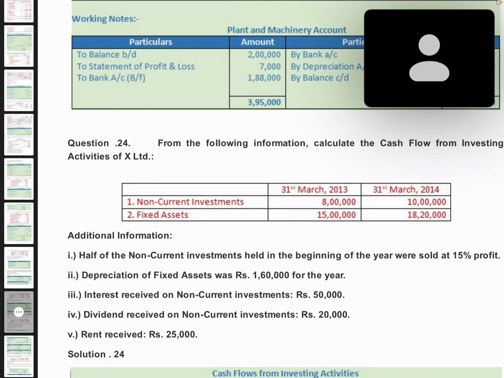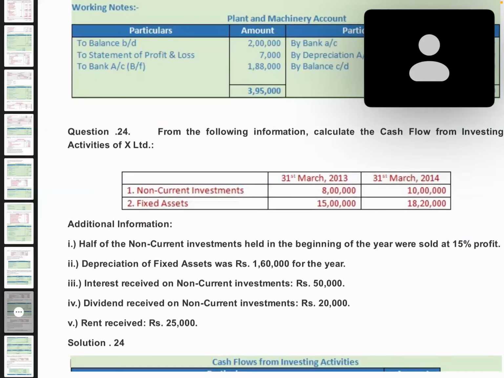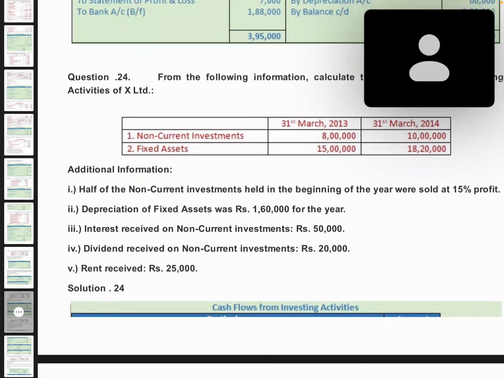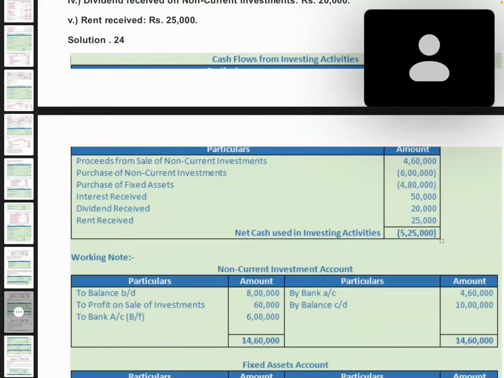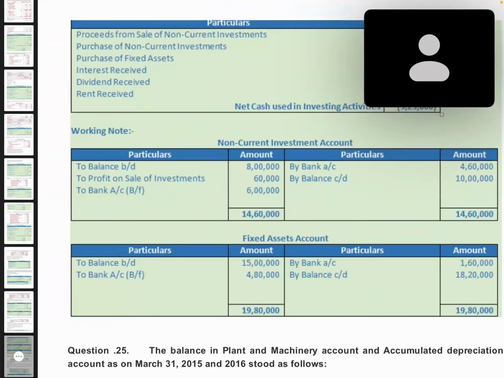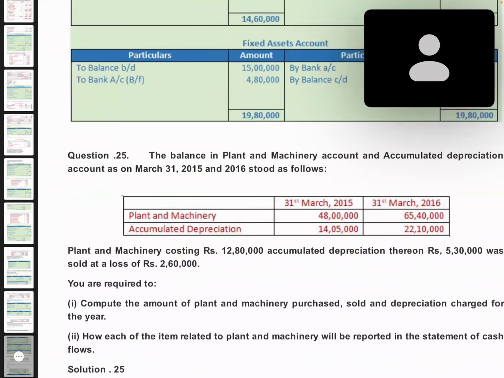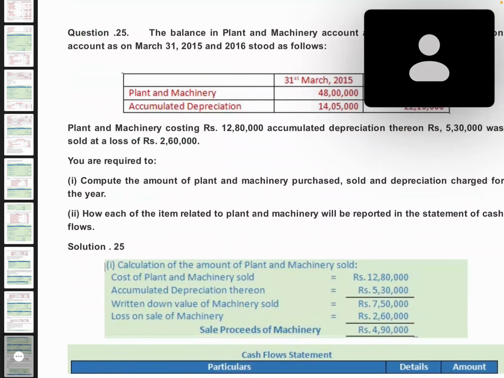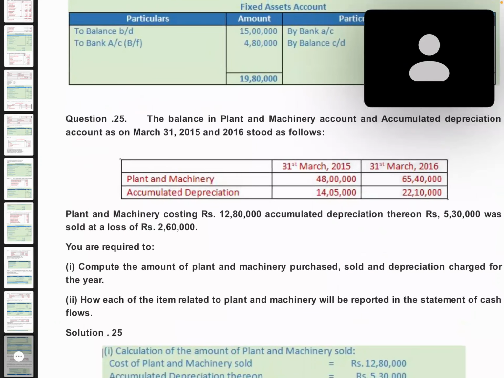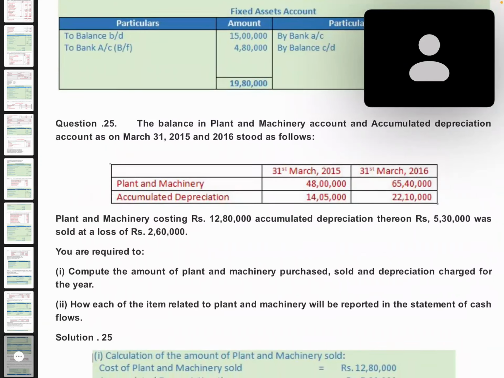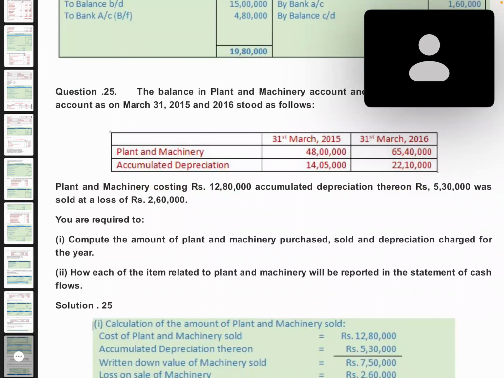Done with the screenshot? Done now, Prerna? Yes, sir, done. And please write the answer. It will be negative 5,25,000 for this question. 5,25,000 will be the answer in negative. Done? Okay, now we have the next question, wherein the balance in plant and machinery account and the accumulated depreciation is given.